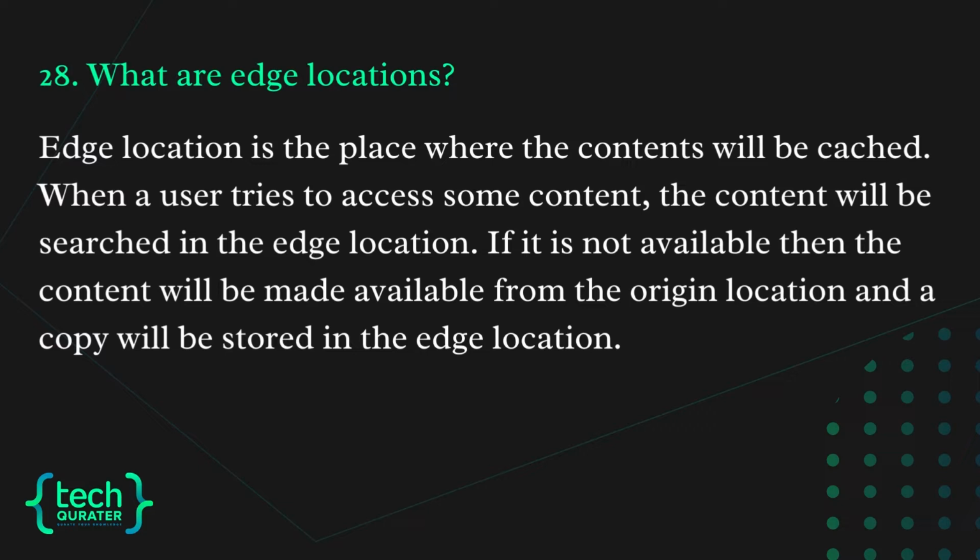What are edge locations? An edge location is the place where the contents will be cached. When a user tries to access some content, the content will be searched in the edge location. If it is not available, then the content will be made available from the origin location, and a copy will be stored in the edge location.